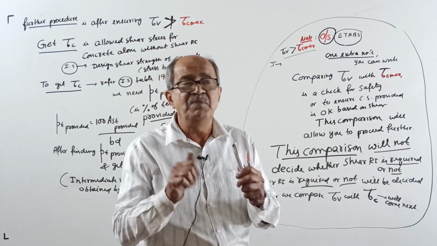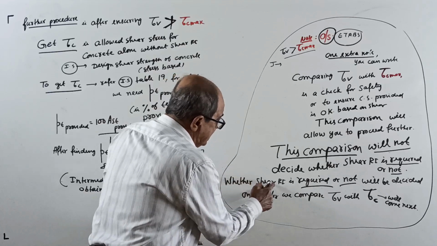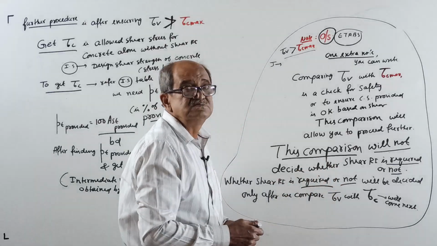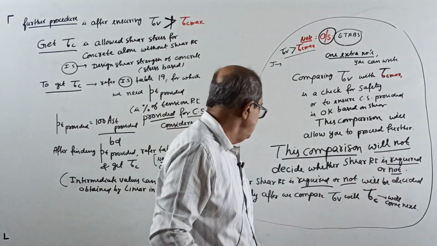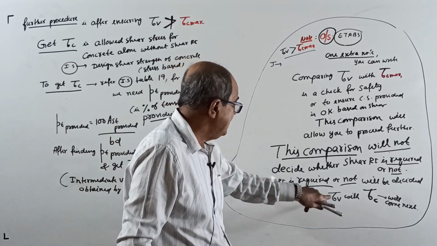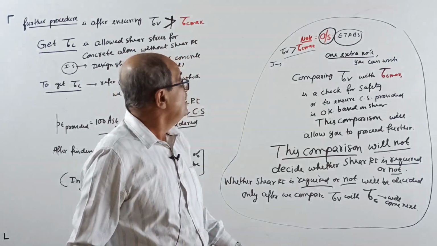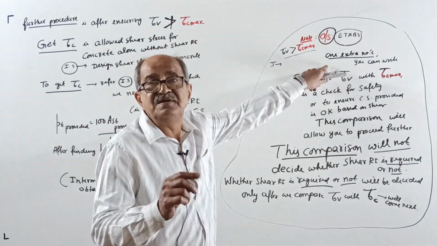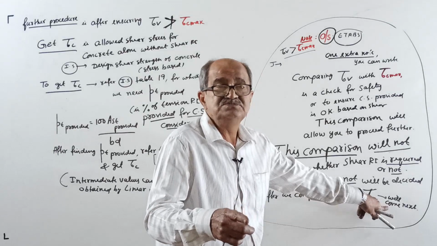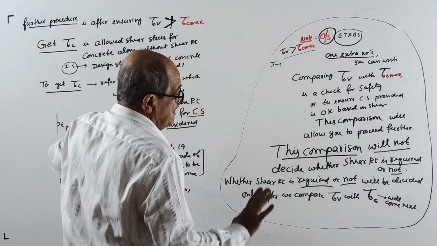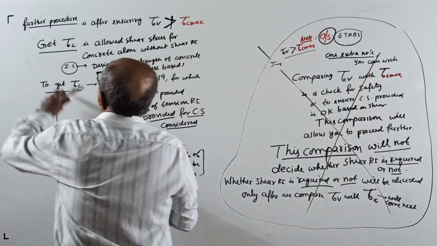Somebody will ask, sir, when will it come? Whether shear reinforcement is required or not will be decided only after we compare tau v with tau c. So whether shear reinforcement is required or not, you will know after you compare tau v with tau c. Tau c will come next. You can see there, tau c is coming. Okay. Make a note. Write if you want. Okay, now further procedure.